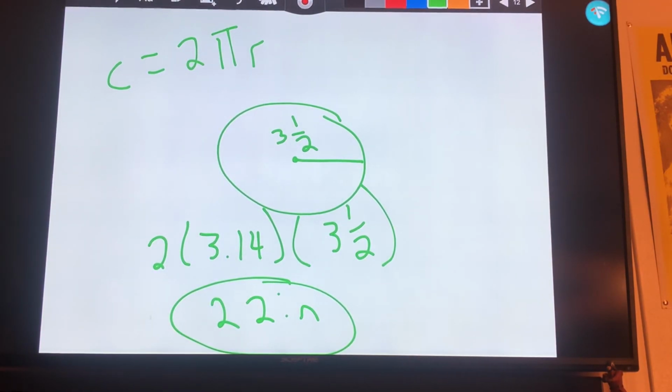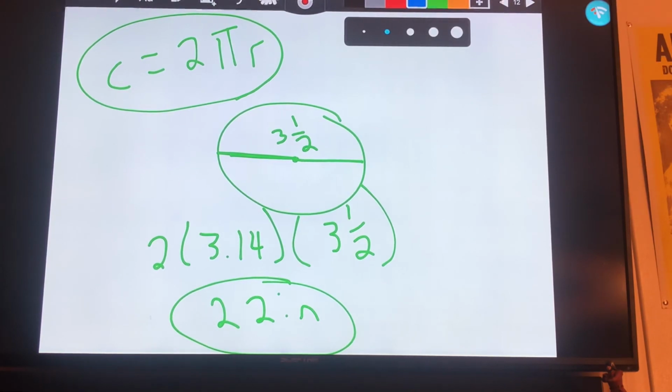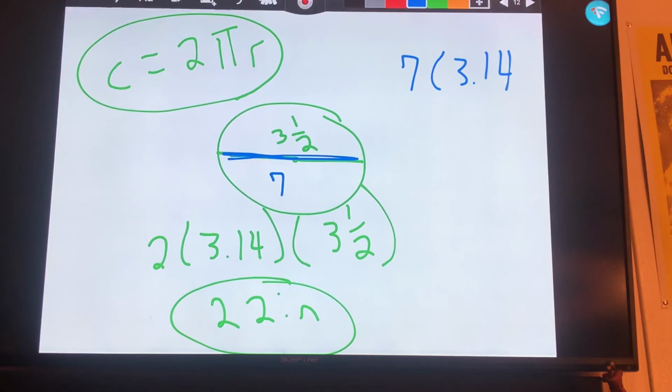So again, I chose this one because we had a radius instead of a diameter this time. If we'd had the full diameter, the whole thing would have been right here, and that would have been 7. So then I could have just done 7 times 3.14, and guess what? If you multiply that together, you know what it gives you? 22 inches. Rounding up.